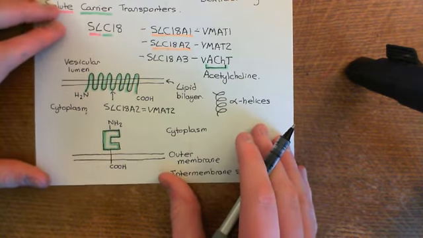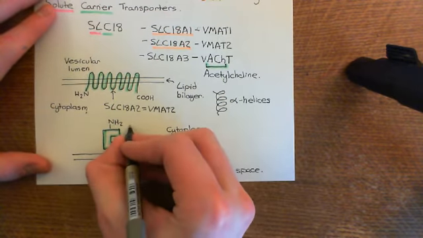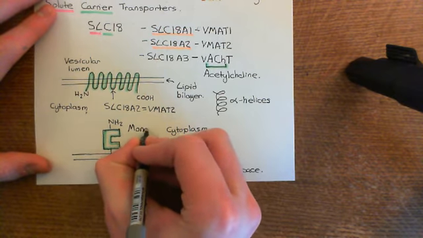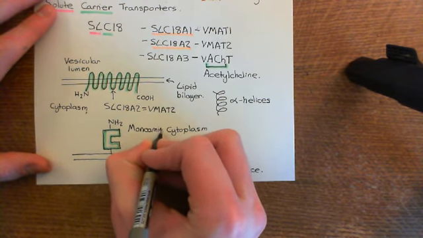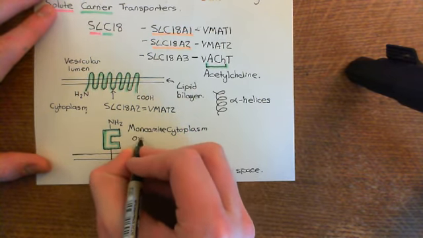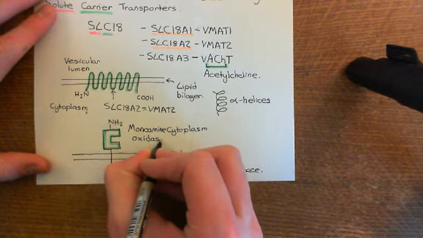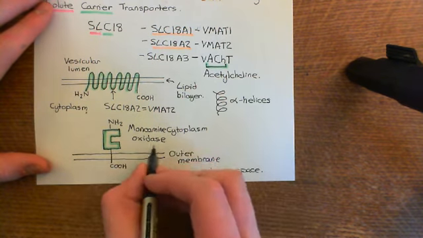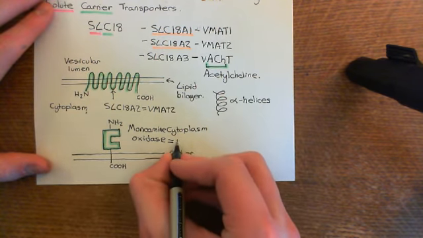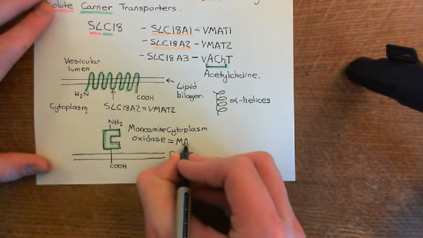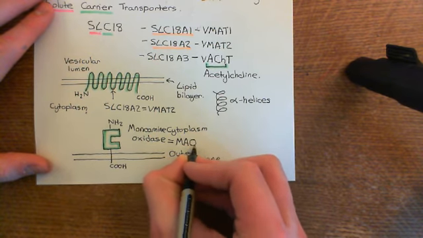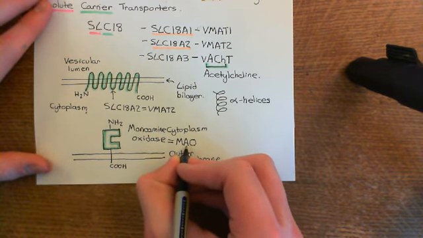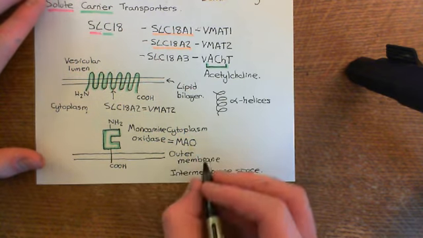Okay, so what is this enzyme called? Well, it's called monoamine oxidase. Okay, and it breaks down all of the monoamines. It breaks down dopamine, serotonin, and noradrenaline. So we're going to see a lot more of this. Okay, and monoamine oxidase is often abbreviated to MAO for short. M for mono, A for amine, and then O for oxidase.